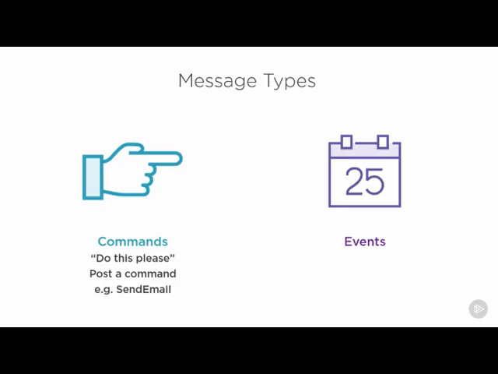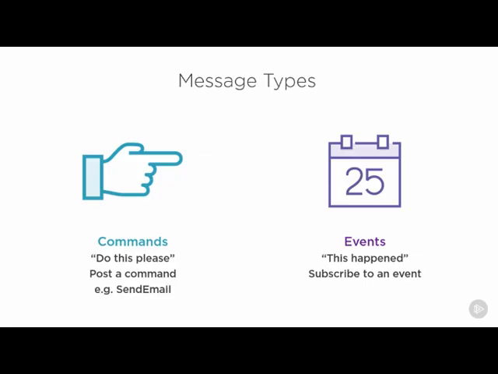The other type of message is an event. An event message is simply a way of announcing that something has happened. Events are in the past tense and are not directed at any one microservice in particular. When you publish events, you're allowing any other microservices in your system that are interested to subscribe to that event and perform their own custom actions when it occurs.